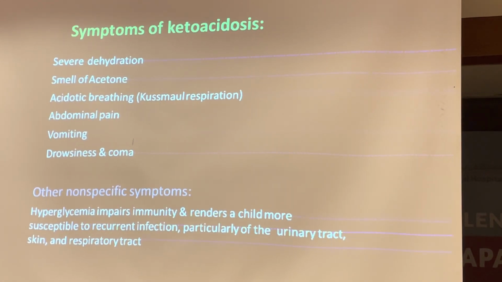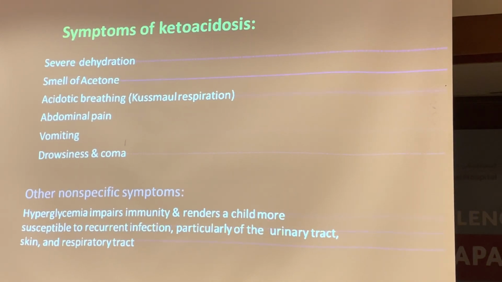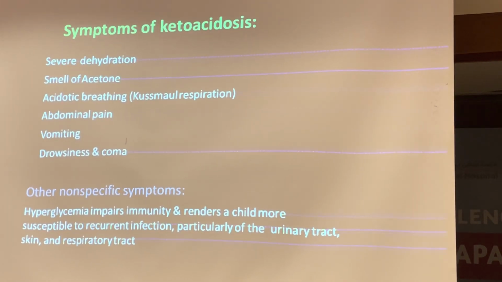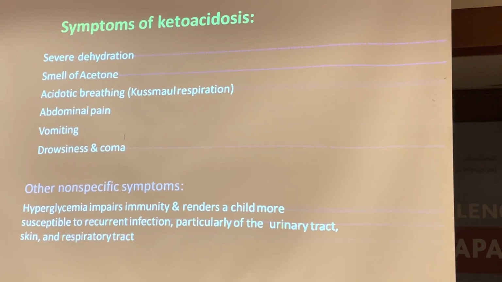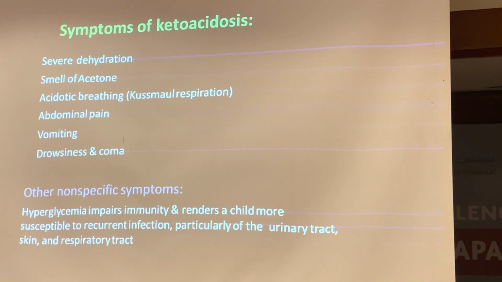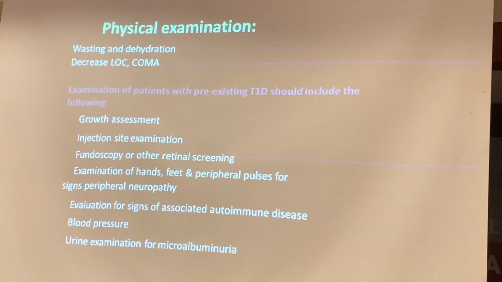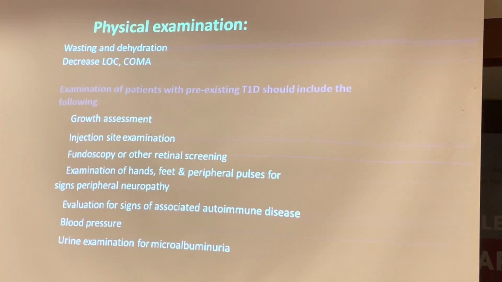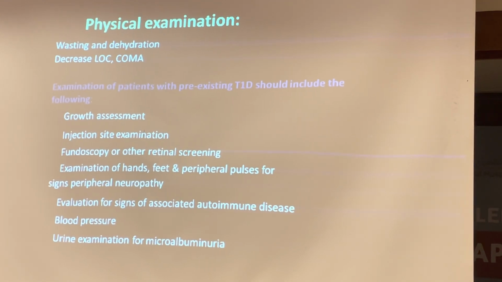Then specific symptoms: they could have impaired immunity, which leads to infections. So some of them present at diagnosis with UTI; in adults candidiasis, but in pediatrics UTI and sometimes pulmonary infection. On examination, we could find the patient wasted, dehydrated, with decreased level of consciousness. Some of them become comatose.